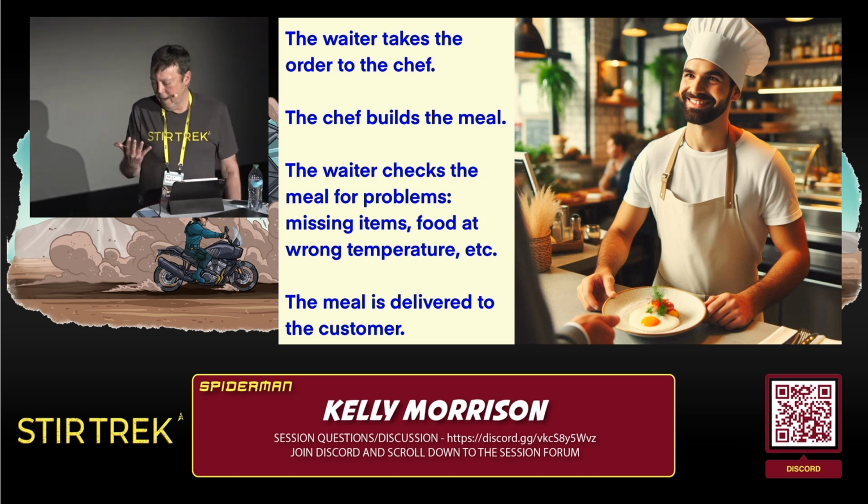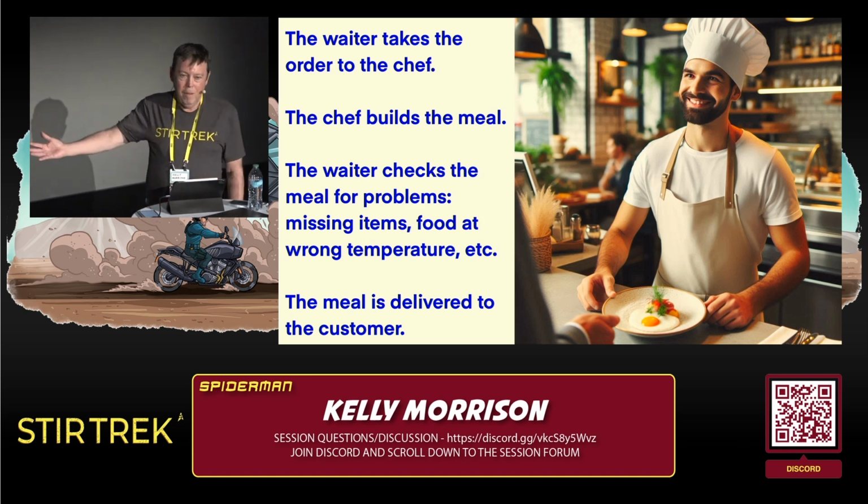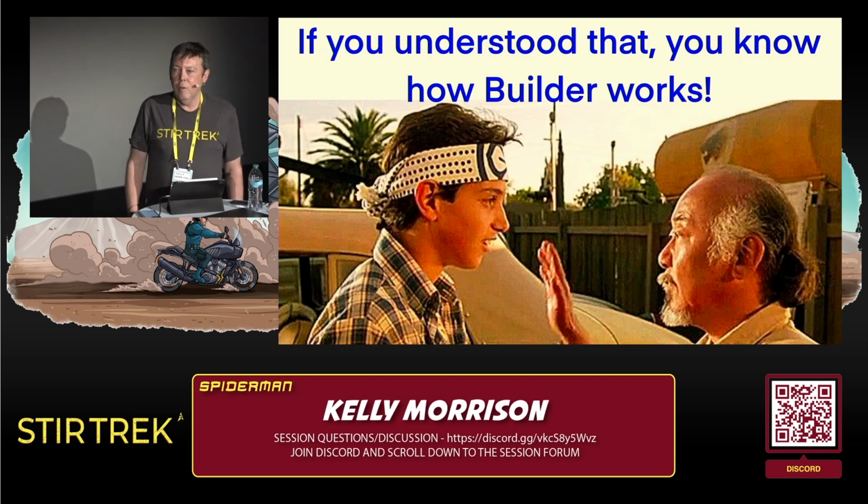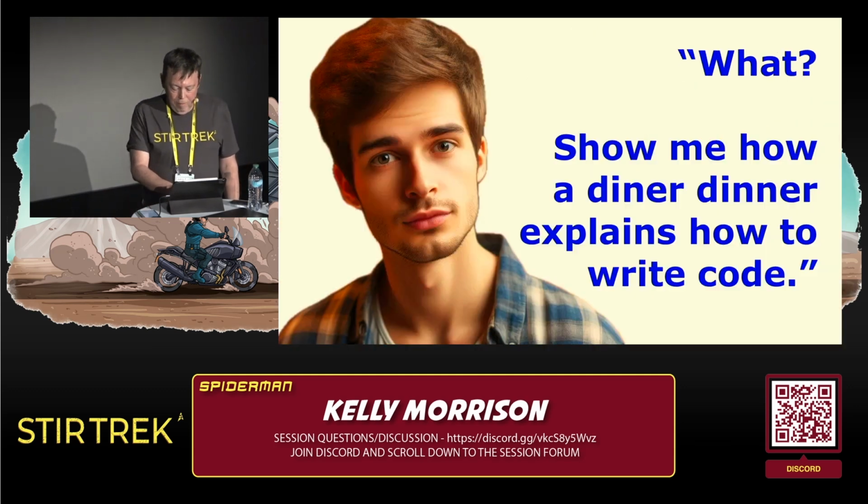Or this fried alligator is too cold, or you forgot the remoulade sauce. So anyway, you check things over, make sure everything's good, and once everything looks great, you bring out the finished meal to the customer. And if you understood that, you know how the builder pattern works. That's basically the wax on, wax off description. So now that you've looked at that, let's go back and see how it actually looks in code.